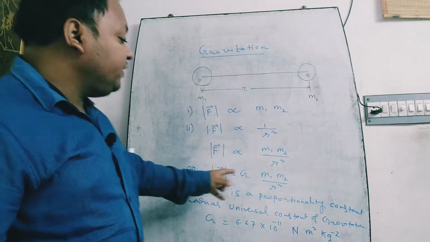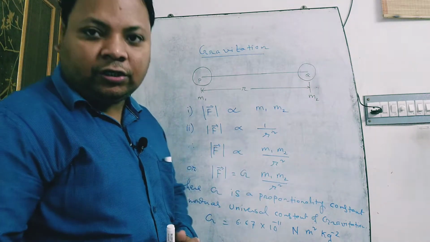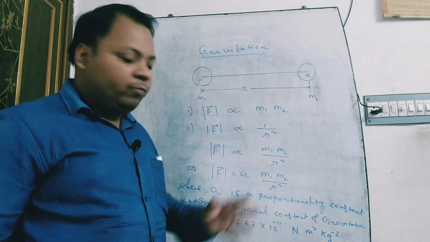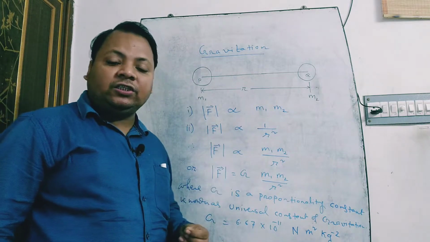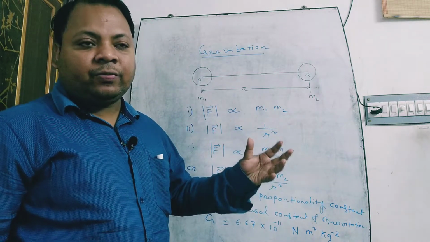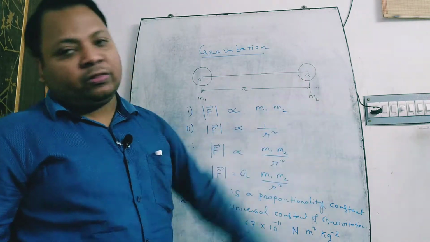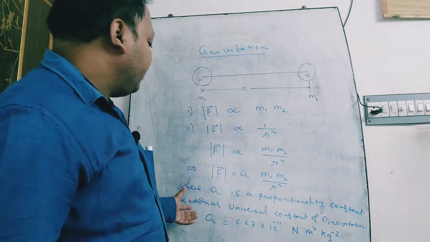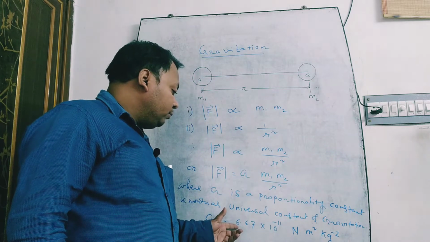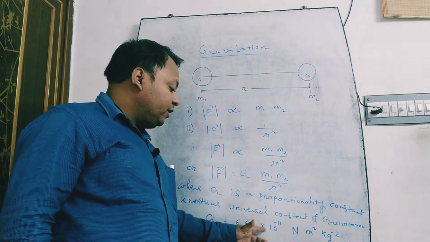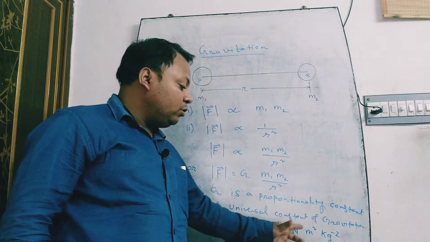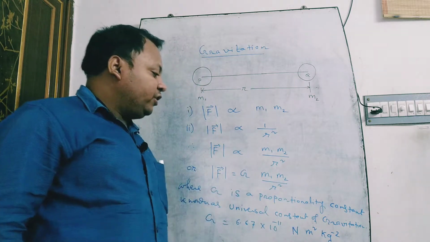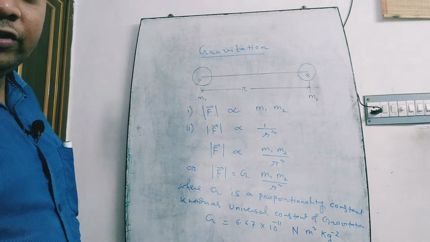Here capital G is a proportionality constant known as the universal constant of gravitation, because the value of capital G does not change according to the surrounding. That's why capital G is equal to 6.67 into 10 to the power minus 11 Newton meter square per kg square, known as the gravitational constant or universal gravitational constant.